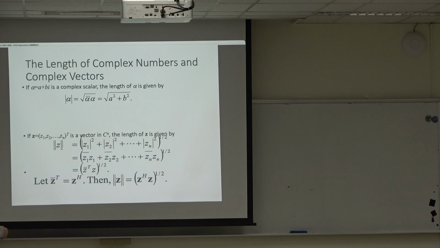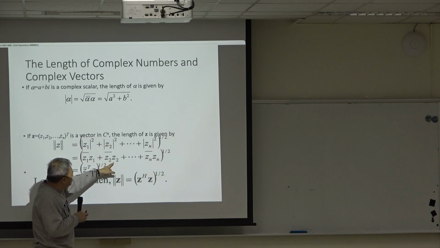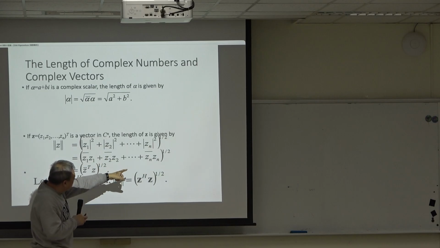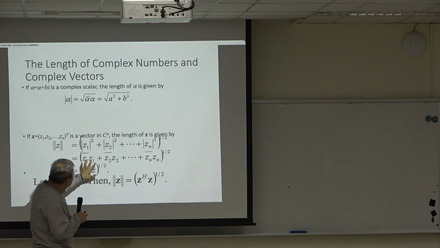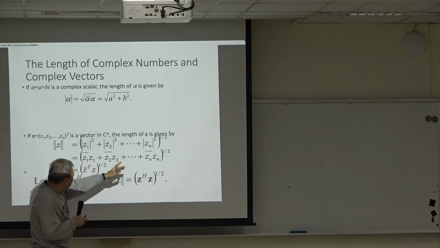If you write it like we did earlier, it's going to be Z1 conjugate times Z1 plus Z2 conjugate times Z2 plus Zn conjugate times Zn. Because Zi conjugate times Zi is like a square of Zi, right? The square of the length of Zi. So this, and square root.